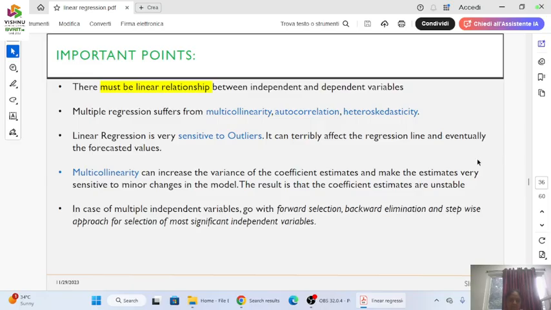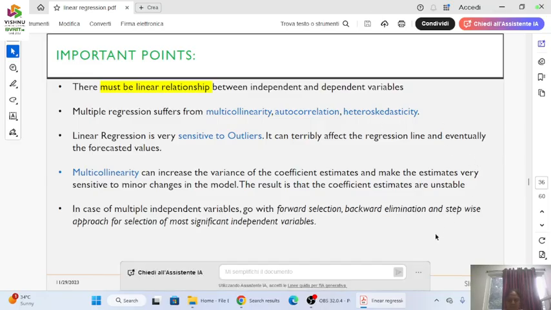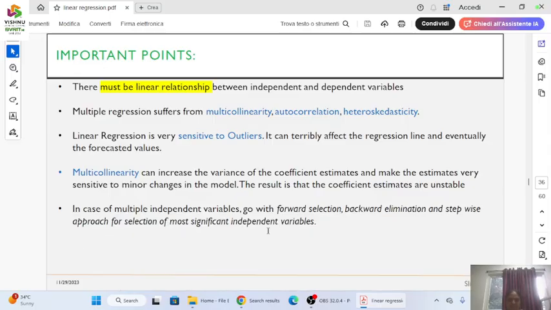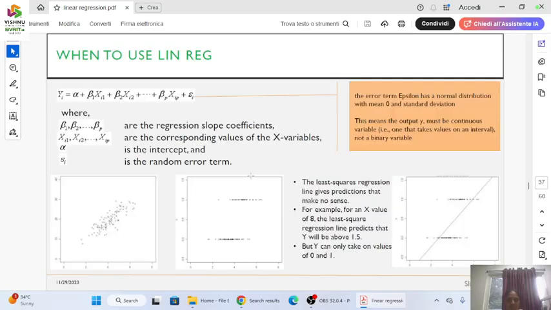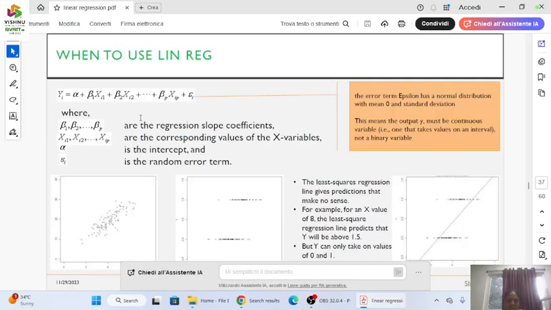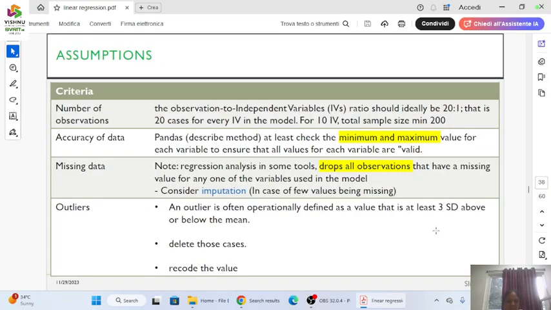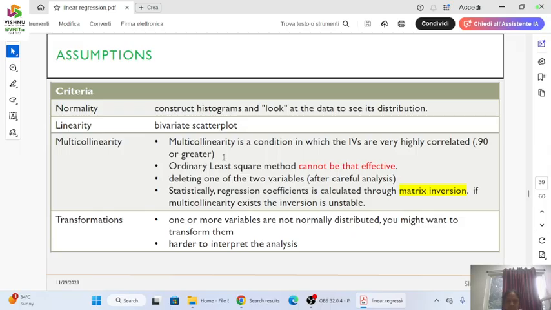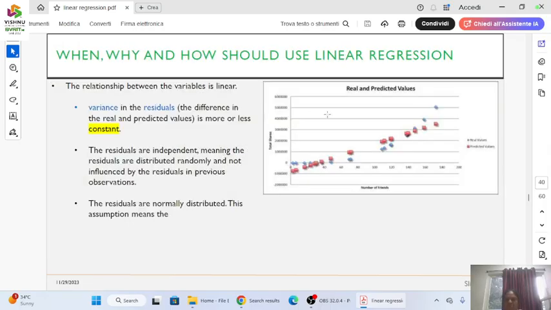In case of multiple independent variables, go with forward selection or backward elimination stepwise for selection of the most significant independent variables. Right? So these are all the linear regression graphs. You can see different things here, assumptions also. It is related to the Python code. You can see pandas and all. Okay. So this is also why and how we should use linear regression.